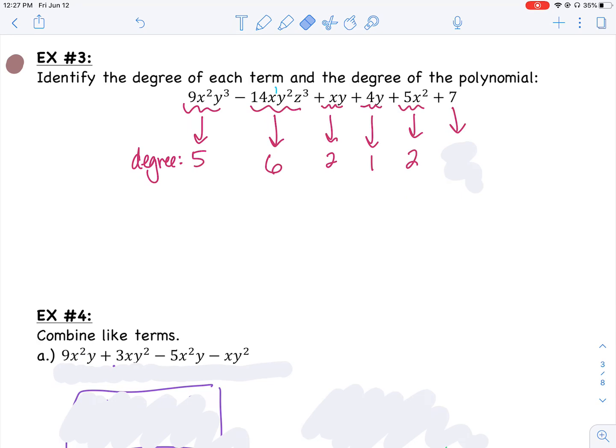And now be careful, 7 really has a degree of 0. Remember that the degree is really the highest exponent on the variable. And really there's an invisible x to the 0 power, because remember anything to the 0 power is 1. And so really I would have a 7 times 1, or just a 7. So the degree there is 0. That means the highest degree of this whole entire polynomial would be 6.